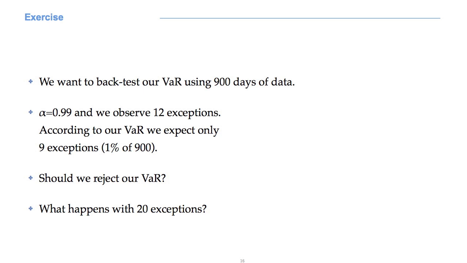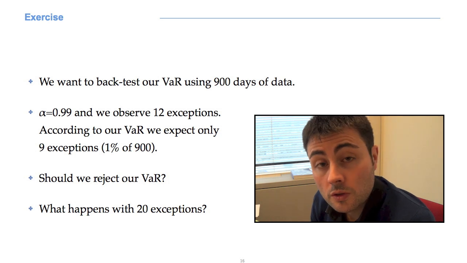An exercise will make things easier. We want to backtest our value at risk using 900 days of data. Alpha is 0.99 and we observe 12 exceptions. According to our value at risk, we expect only 9 exceptions, 1% of 900. Should we reject our VaR? What happens with 20 exceptions? We will solve this exercise using R.